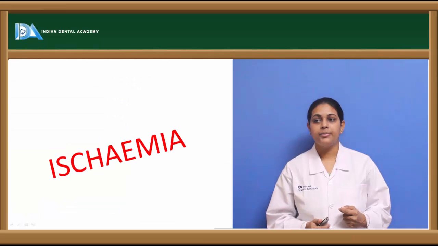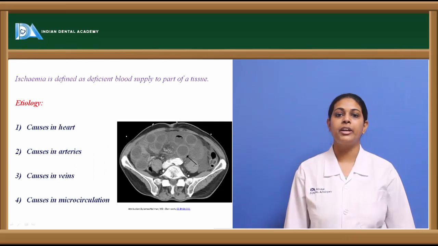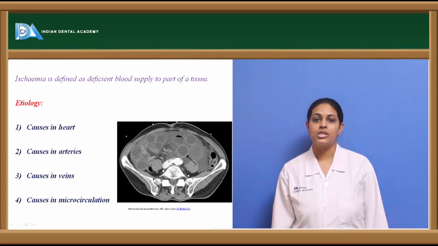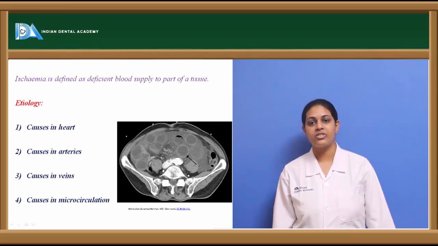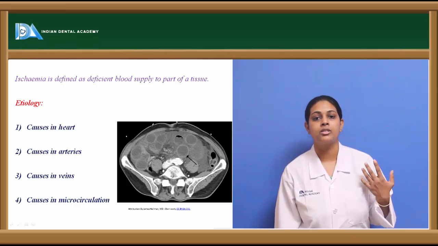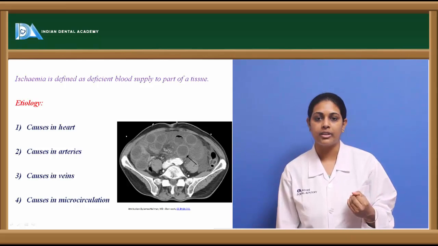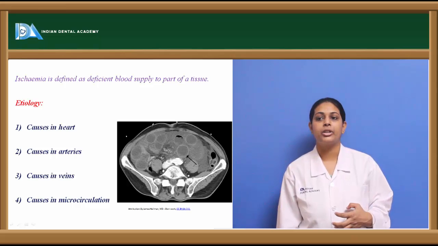Coming to ischemia. Ischemia is usually defined as a deficiency in the blood supply to a particular part of a tissue, similar to what we have seen in infarction. It is because of inadequate circulation of the blood supply. Ischemia is a condition where the blood supply is very deficient to a particular area.